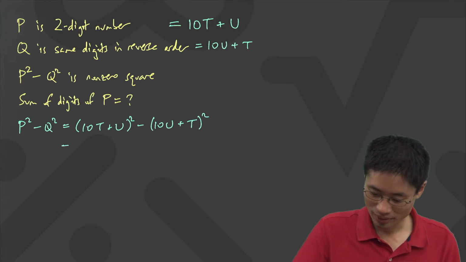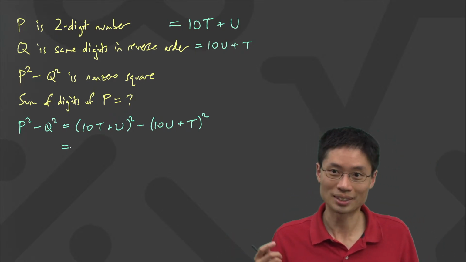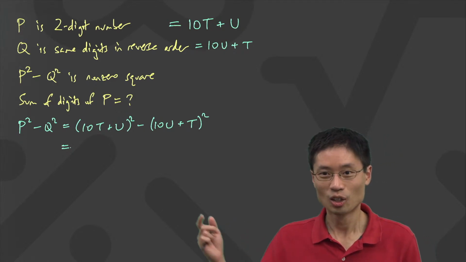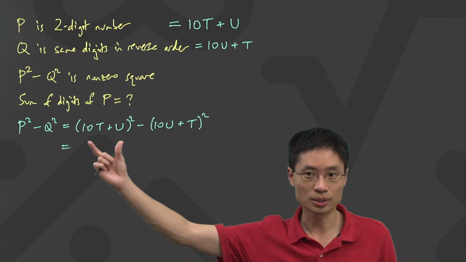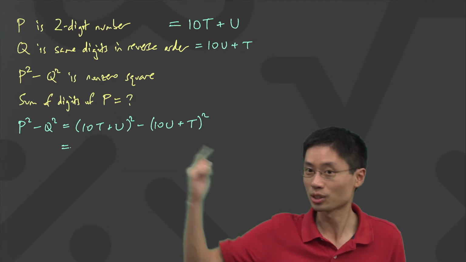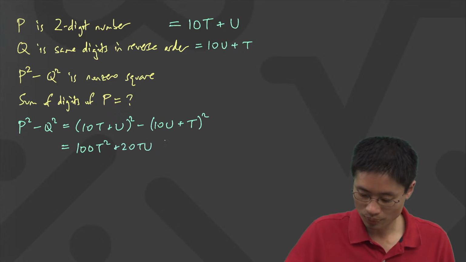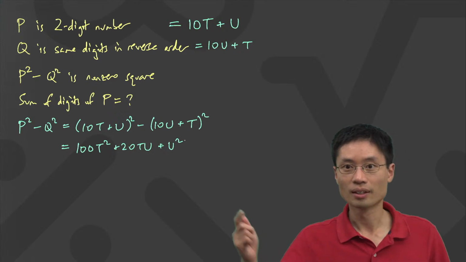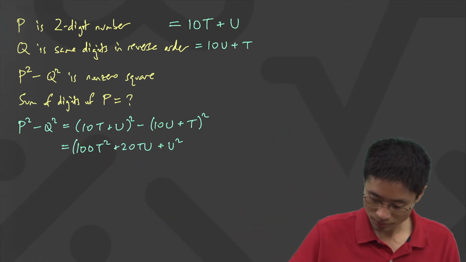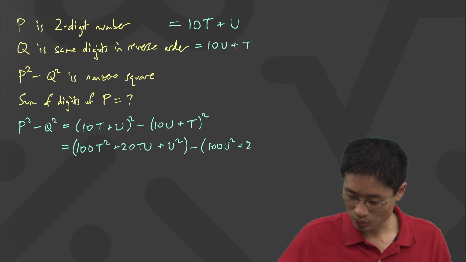Expansion time. Here I'm going to use this common expansion, which is something we also saw previously in this course and also today: if you take (10t plus u) squared, that's the square of the first plus double the product of these two plus the square of the second. So that's just going to be 100t squared plus 20tu plus u squared, from this first part, minus (100u squared plus 20ut plus t squared).